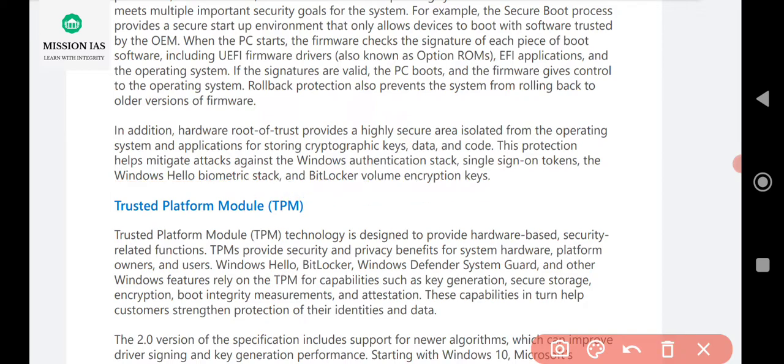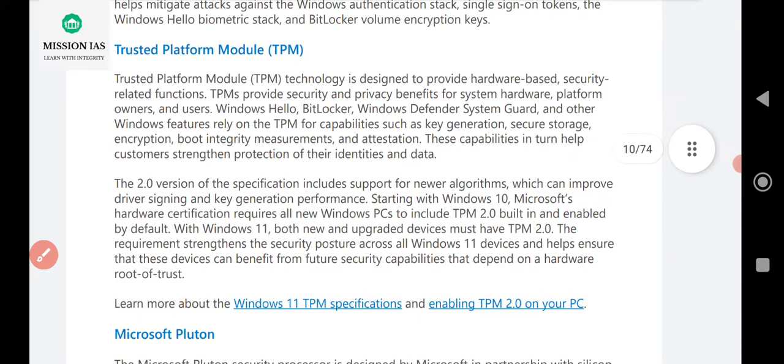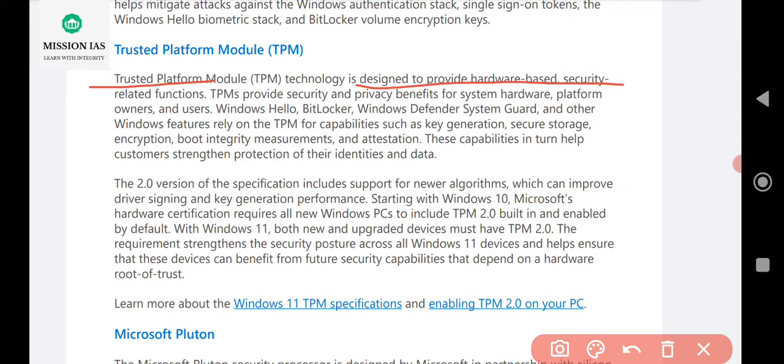Okay, this is how the chips usually protect the root of trust of Windows hardware. Then after, we'll be discussing the Trusted Platform Module. So what actually is this Trusted Platform Module about? TPM, that is all about the Trusted Platform Module technology, which is designed to provide hardware-based security-related functions.